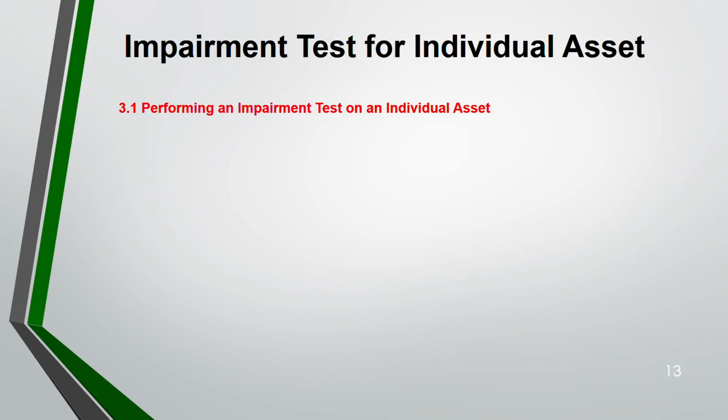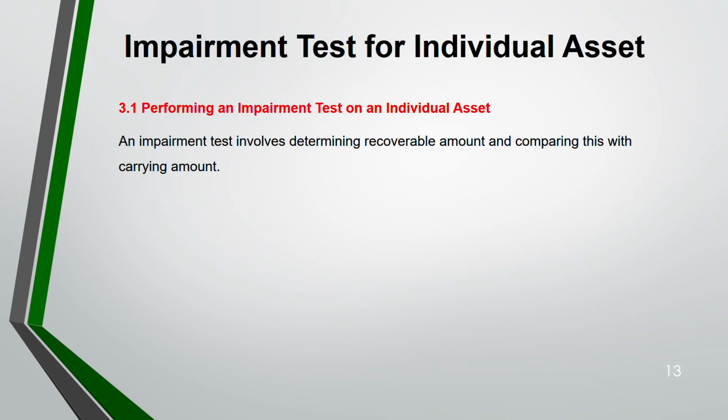Now we are moving on to performing an impairment test on an individual asset. This is easy. For an impairment test, you have to determine your recoverable amount and compare. So what does impairment test mean? Basically, you have to compare your recoverable amount with the carrying amount. And if your carrying amount is more than the recoverable amount, the asset is impaired.